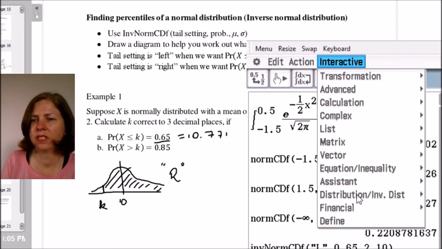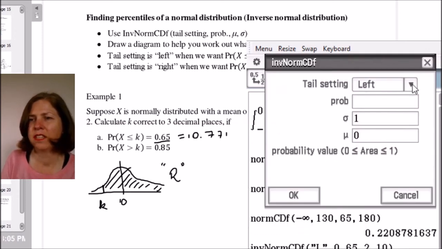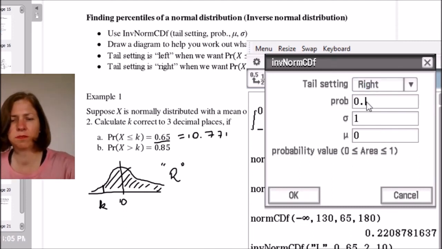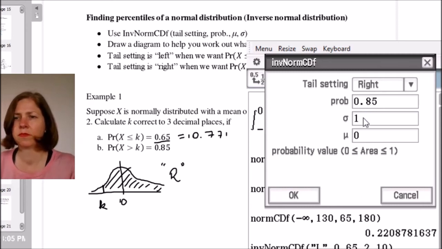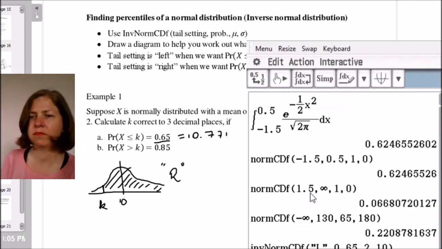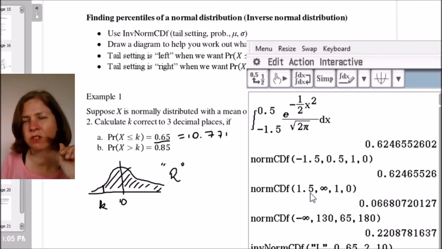Interactive, distribution. This one is an inverse because I know the probabilities and I'm calculating the values. Inverse norm CDF. This time it's a right tail. My probability is 0.85. My standard deviation is still 2 and the mean is still 10. And it's going to give me 7.92. Now that fits with what I expected. Look at where I drew it.